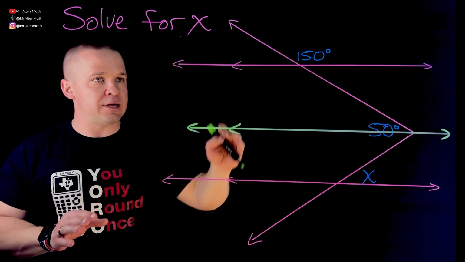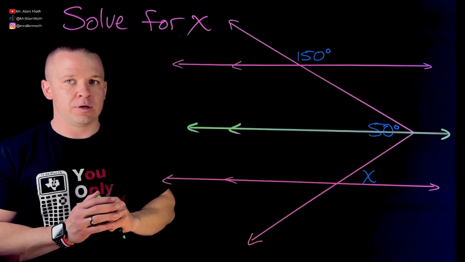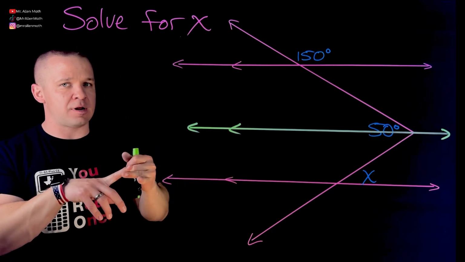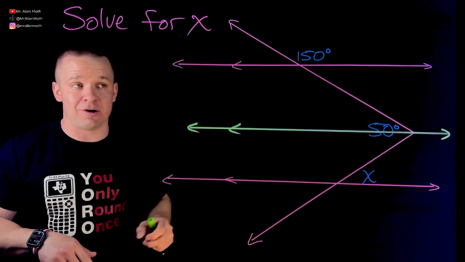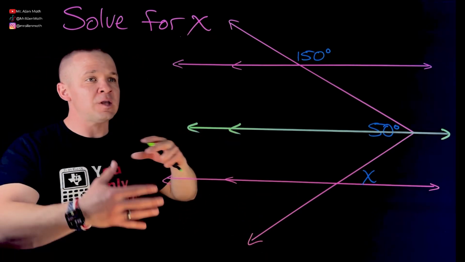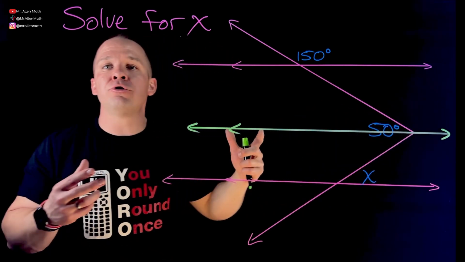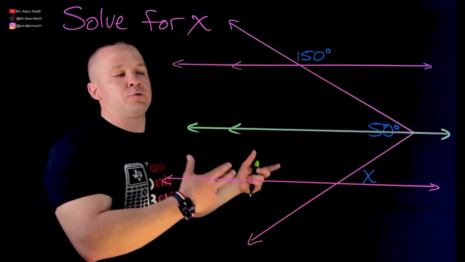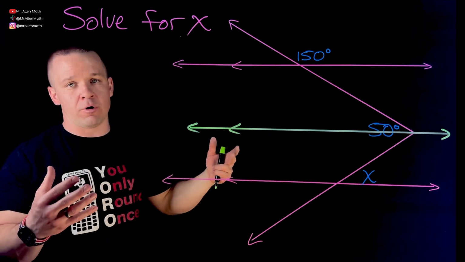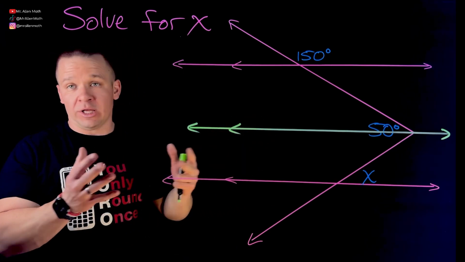So what I know now is that these three lines are parallel. So any of my alternate interior, alternate exterior, corresponding, same side interior, same side exterior stuff applies here, and I can use that. I do know that this splits this angle, but I don't know how it splits it. It's not necessarily 25 and 25. It could be something else. It could be 10 and 40, 20 and 30. I don't know. But let's figure it out.